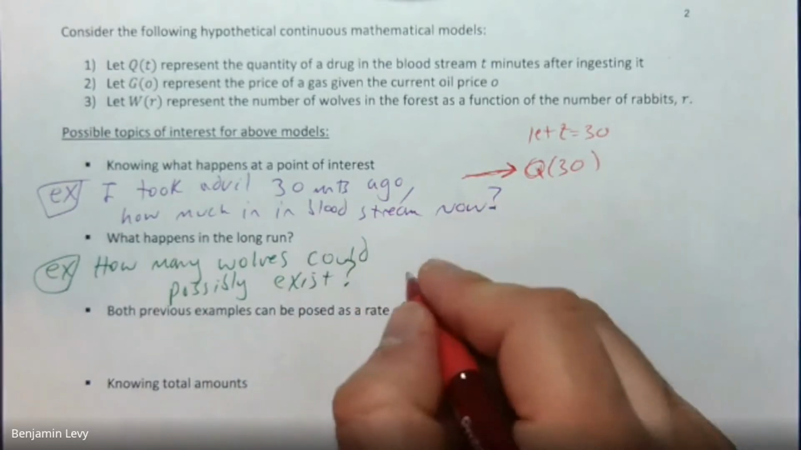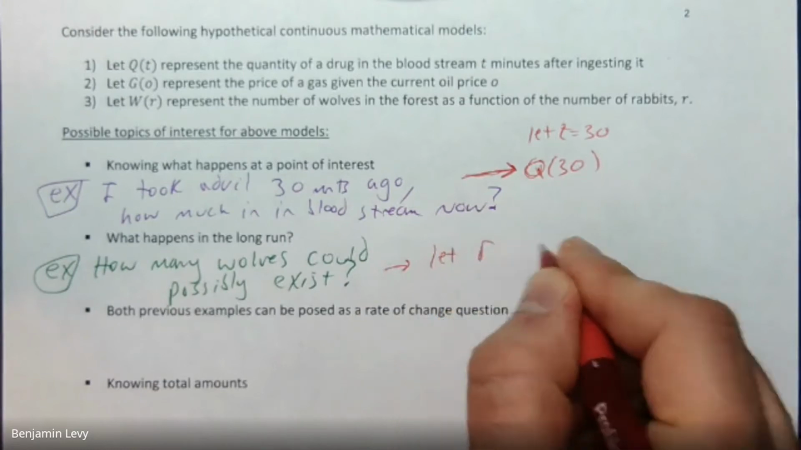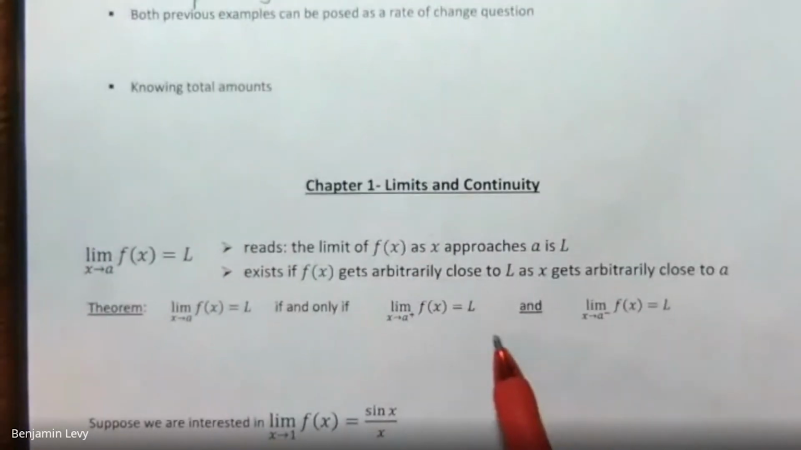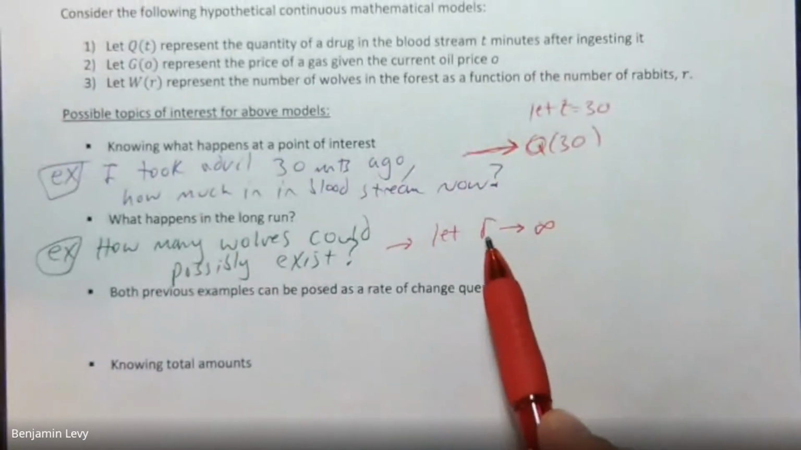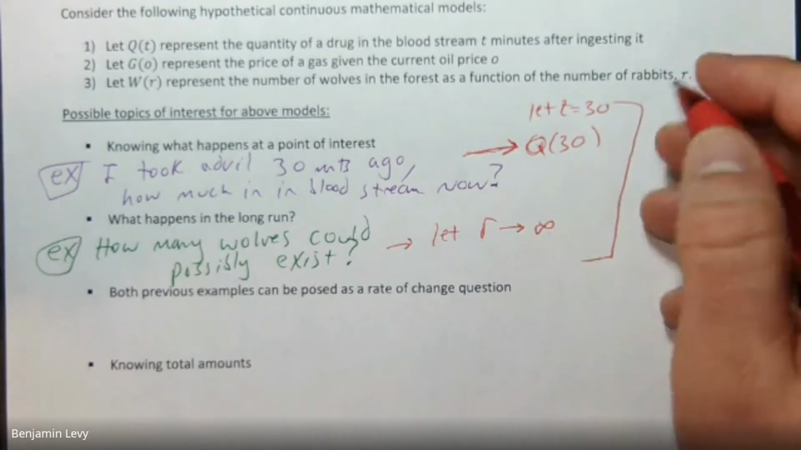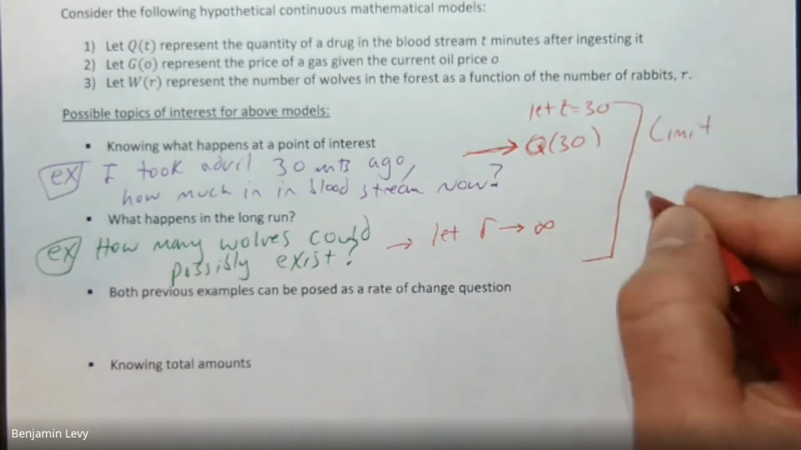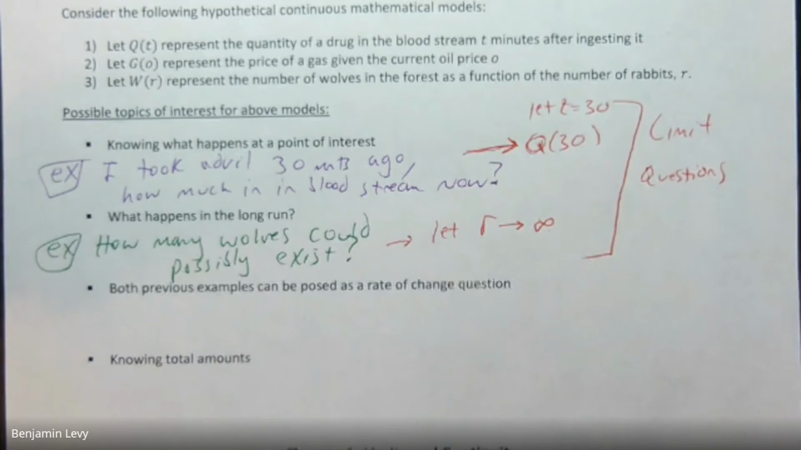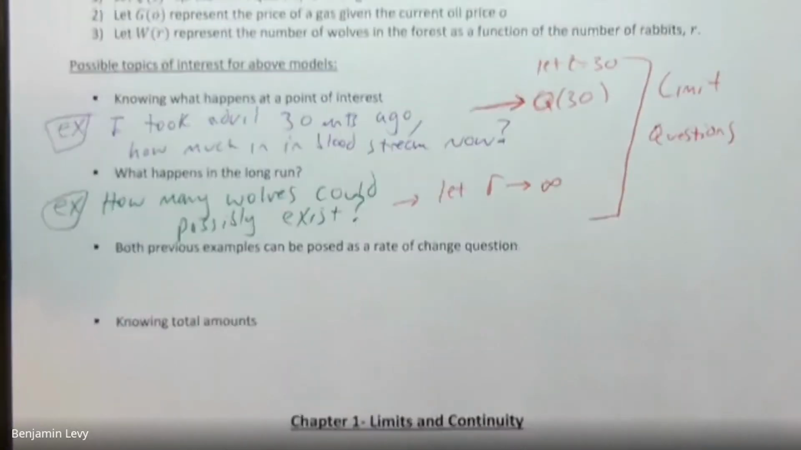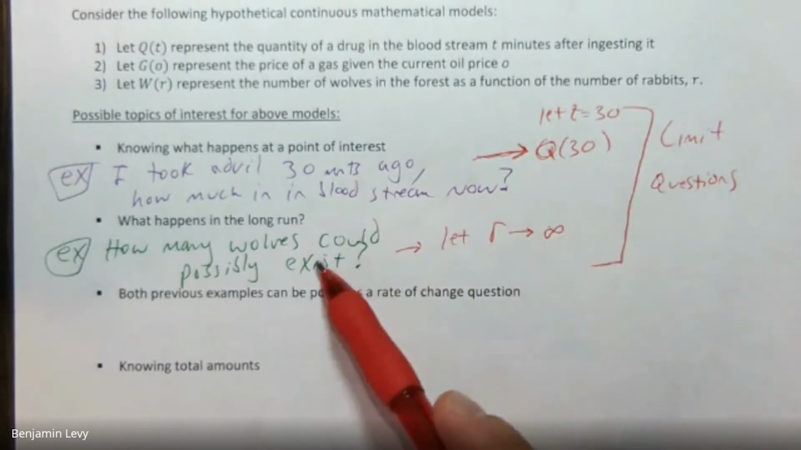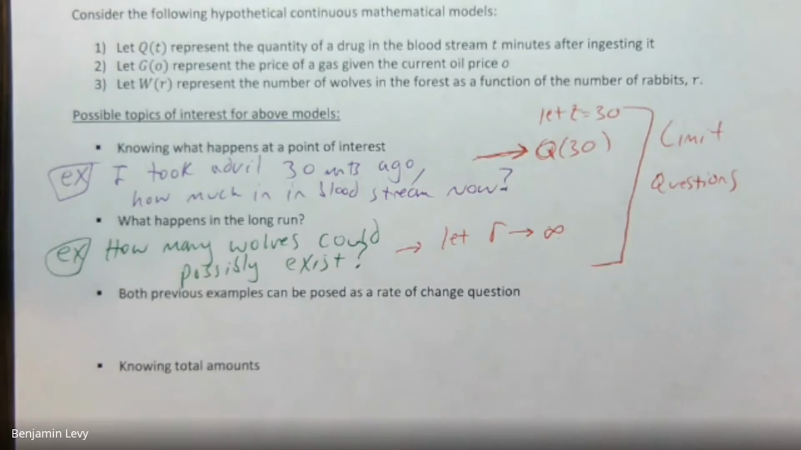And thinking about how many wolves could possibly exist, we would want to let the rabbits go to infinity. So this is some notation we'll see. You can actually see it right down to the bottom of the page here. We'll see that notation in just a second. This means let r get really big. Let the number of rabbits go to infinity. And so to kind of summarize those two things, both of these kind of questions are limit questions. And so that's the first thing we're going to learn. You can see that's literally the next topic at the bottom of the page here, limits and continuity, chapter 1, right? And so limit questions sort of help us think about either what's happening at a specific point or what happens in the long run, right? Those are limit type questions.